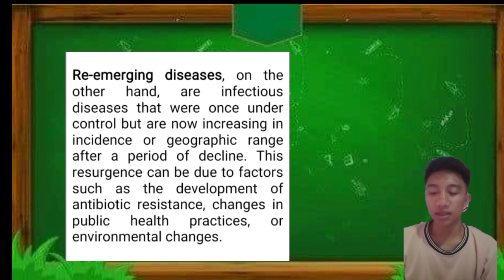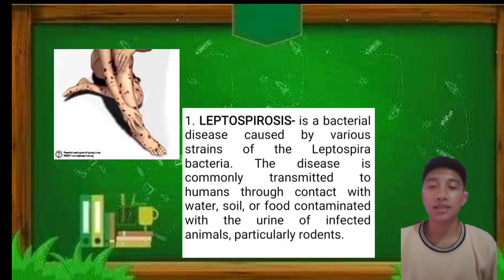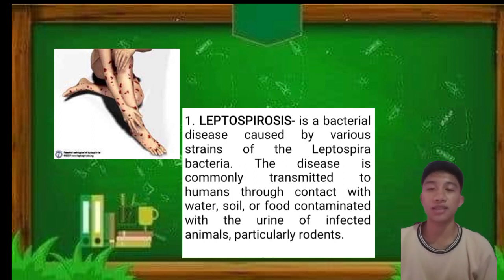The next one is re-emerging diseases. On the other hand, these are infectious diseases that were once under control but are now increasing in incidence or geographic range after a period of decline. This resurgence can be due to factors such as development of antibiotic resistance, changes in public health practices, or environmental changes. Class, here are some examples of emerging and re-emerging diseases.